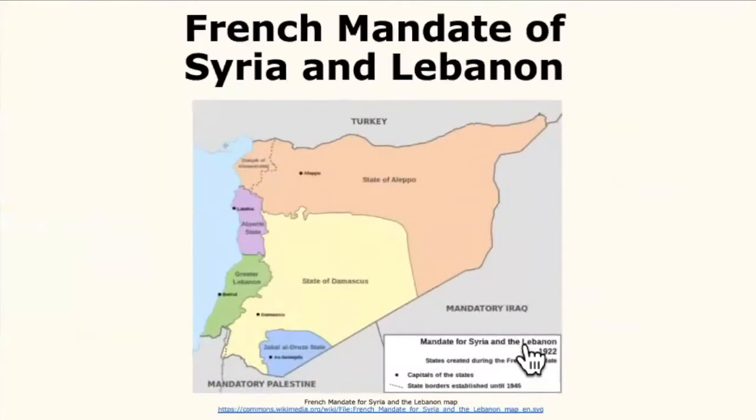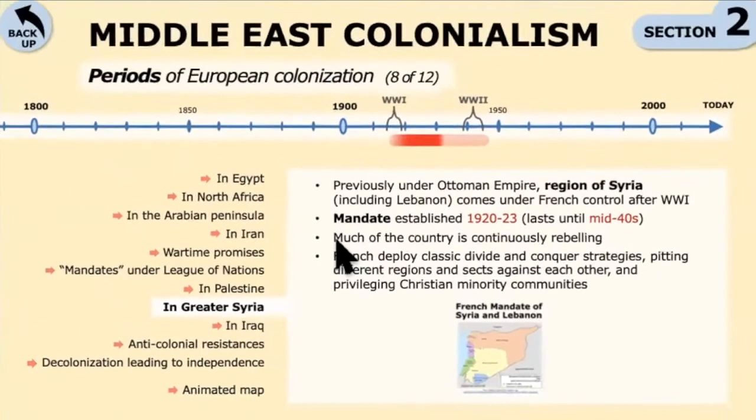Here's the map, became a French mandate. And it was called the French Mandate of Syria and Lebanon. And this map that you see here is basically Syria today, minus this green portion, which became Lebanon. This part of the Middle East, of course, was also part of the Ottoman Empire, and the mandate was established by the French in 1920, and it would last until the mid-1940s.